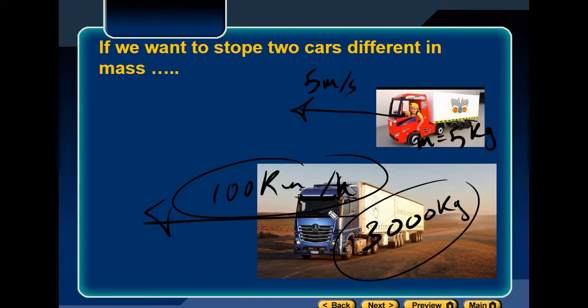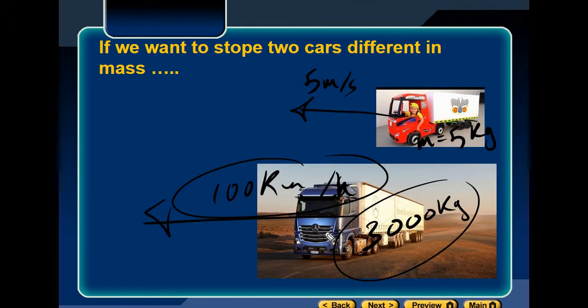Okay, let me ask you another question. Suppose that we want to stop both objects. We want to stop this one and the other one. Which one will be easier to stop? If your younger brother plays with this car, maybe you can stop him with your leg, right? Or with your hand, very easy, okay? But of course, this one takes a lot of effort to stop, okay?